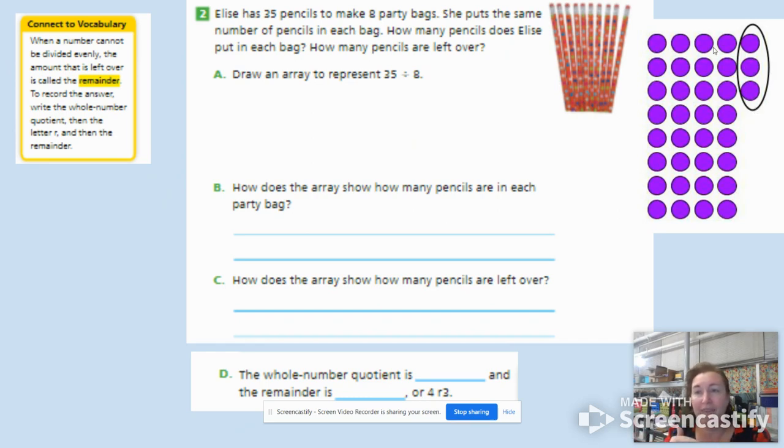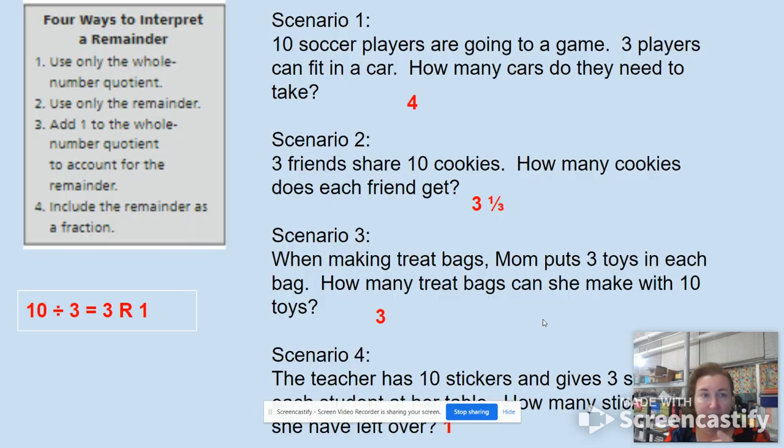Each bag is going to have 4 pencils in it. Each one of these 8 bags is going to have 4 pencils in it. And then we're going to have 3 pencils left over. So down on D, the whole number quotient is 4, and the remainder is 3. So the answer to the division problem is 4 remainder 3. Okay. Kids understood that really well as well.